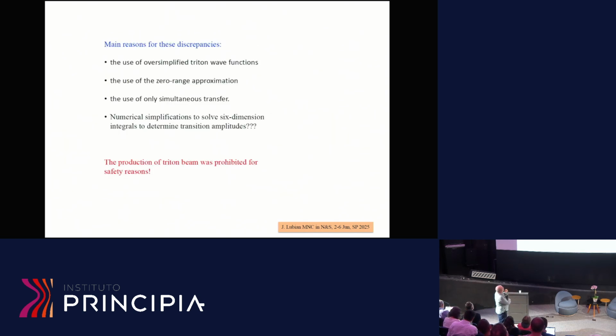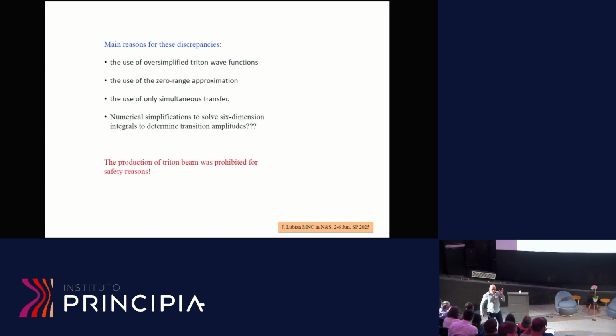We then tried to find the reason, and the reason would be that those reactions were done at a time when there were no big computers like we have right now. So people used simplifications in the triton wave function. They used the zero-range approximation for these nuclei that have very extended wave functions. They used only simultaneous transfer, and did not study the possibility of sequential two-neutron transfer reaction. And they did a lot of numerical simplification to solve a 6-dimensional integral to determine the transition amplitudes.